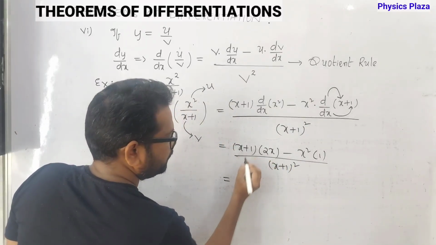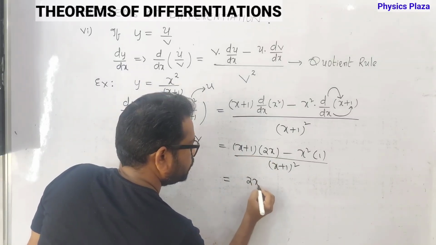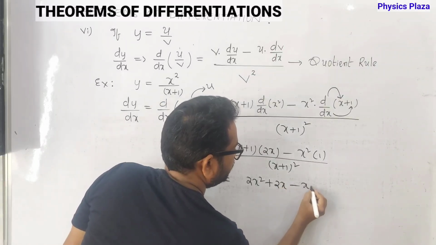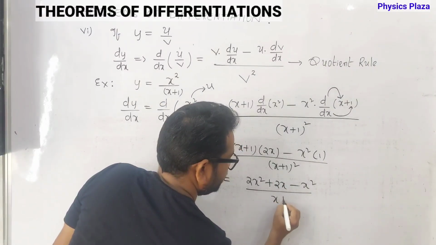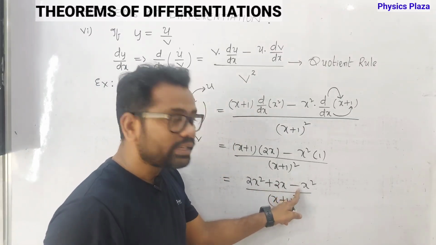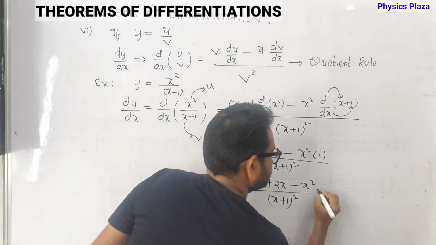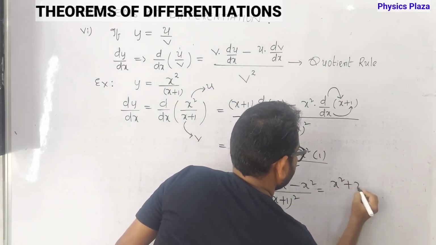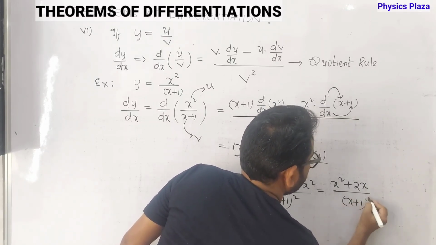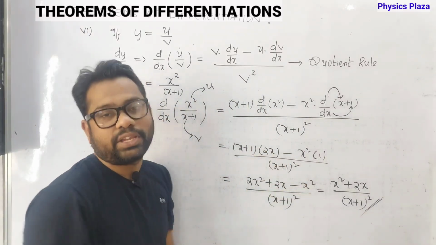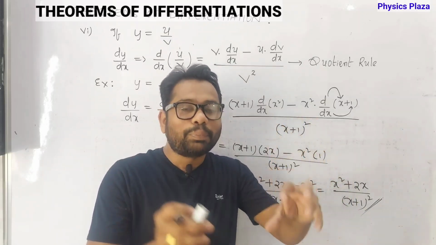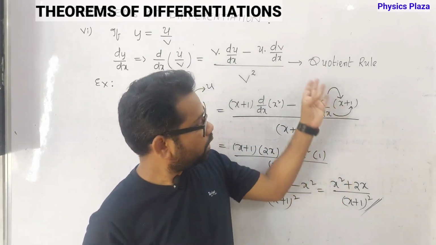So this is going to be, just multiply with this, children, 2x into x is 2x square, and 2x into 1 will be 2x, minus x square, by x plus 1 whole square. So 2x square minus x square is going to be x square. So this is x square plus 2x by x plus 1 whole square. If you want, you can do more simplification. But here what we are trying to do is apply the u by v formula, the so-called quotient rule.